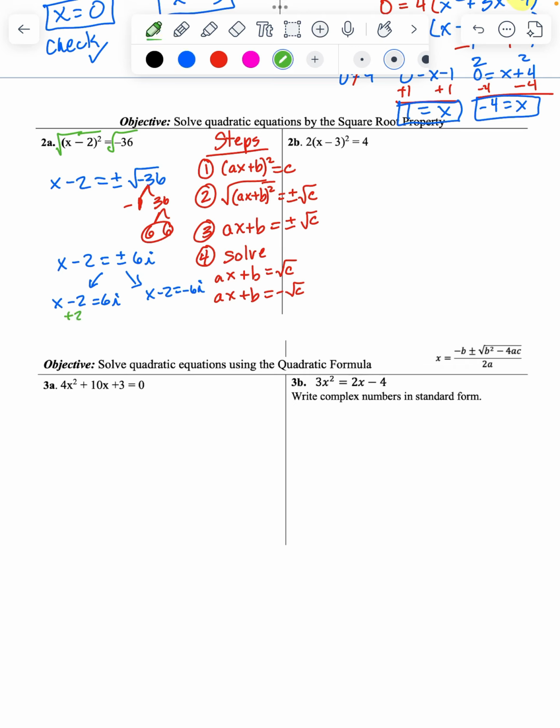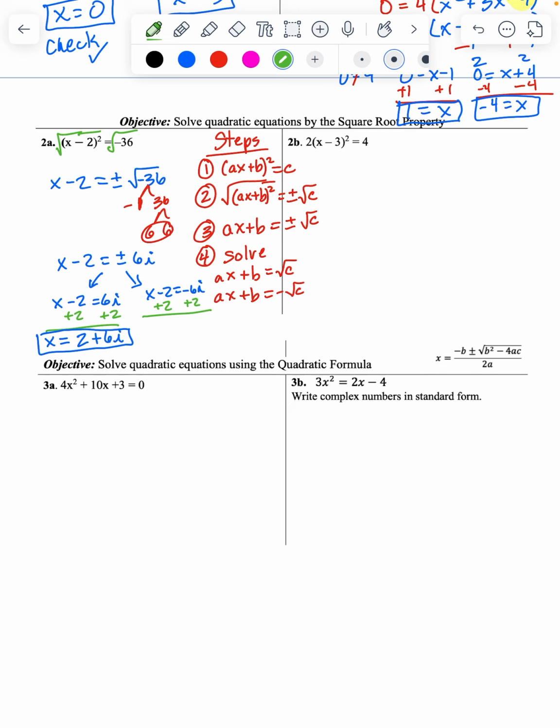So we're going to add 2 to both sides, and this is going to equal x. x is going to equal 2 plus 6i. Those are not like terms. The 2 is just a number. The 6i has an i. They are not like terms. They don't combine.